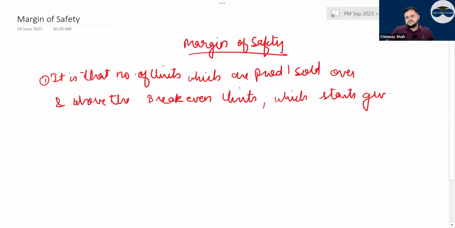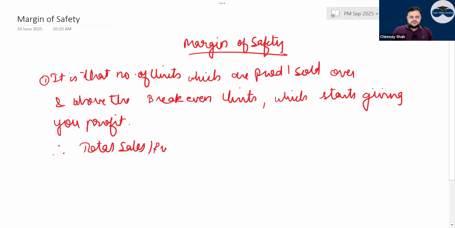Starts giving you profit. Stop. Therefore, total sales or production in units is equal to BE units plus margin of safety units. MOS means what? Margin of safety units.